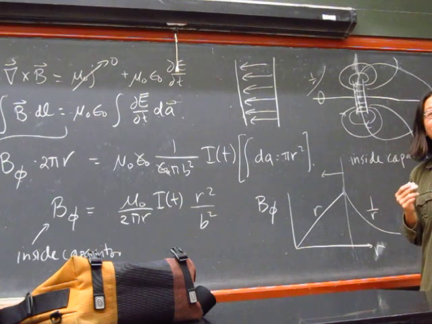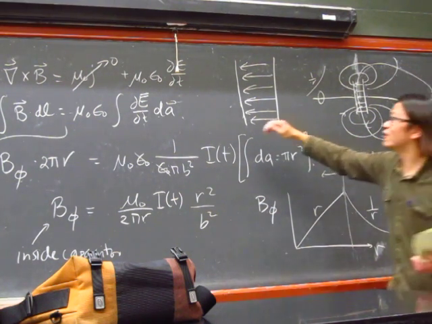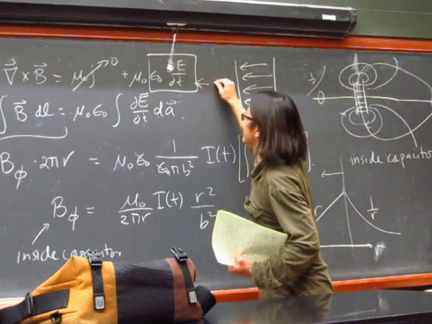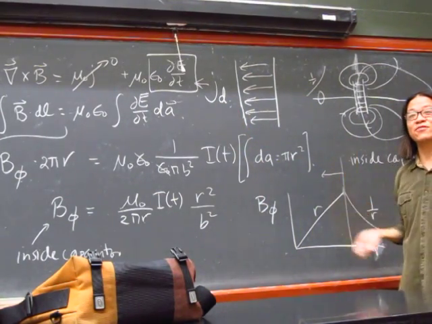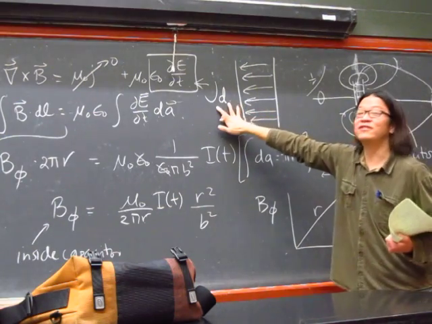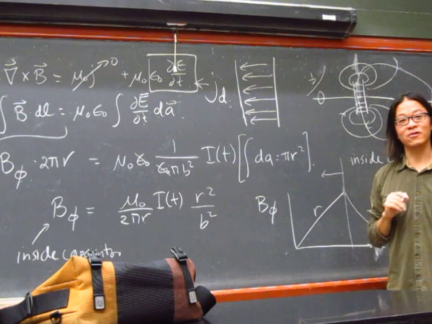This is confusing. This is actually very straightforward. If you just think of this term here as an analog of a current, then everything is straightforward. Just think of this as a different kind of current, and then just blindly apply Ampere's law.